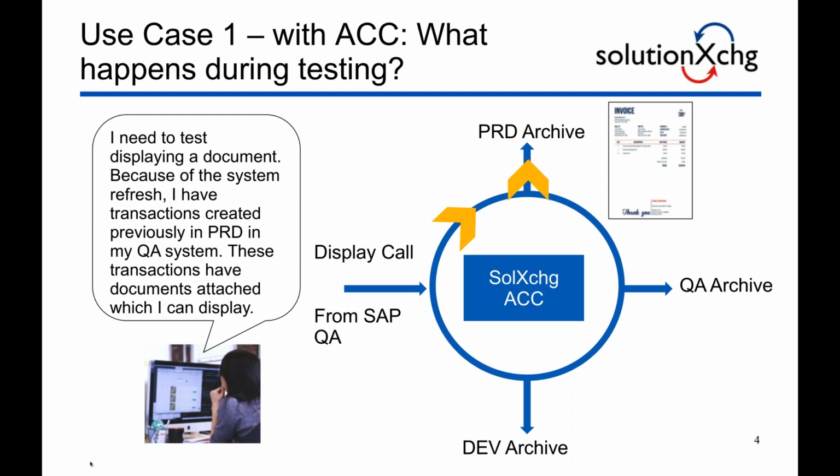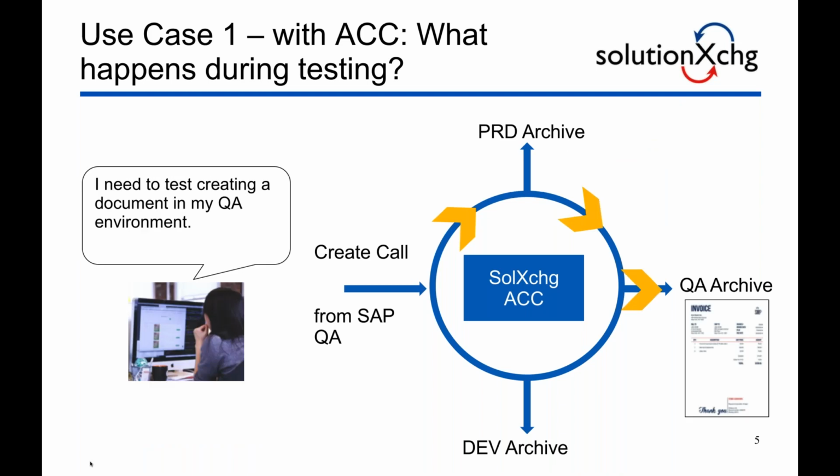The next thing is what happens when part of their test scenario requires the user to actually create a new document. With the SolutionXchg Archive Content Connector, that new document will automatically be stored in your QA archive. It will not go to your production archive. So you have read access from production only, but not write access.